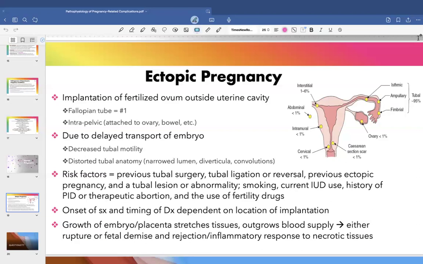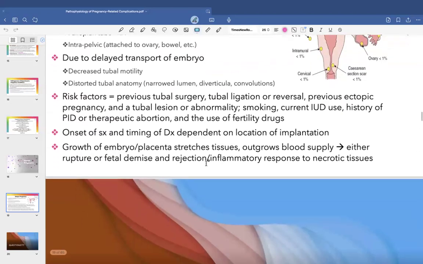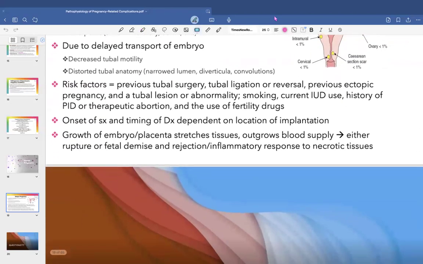There's another video link in here for you to watch, which goes through the whole process and how ectopics occur. We can take a look at it, or we can call it a day. Your choice.